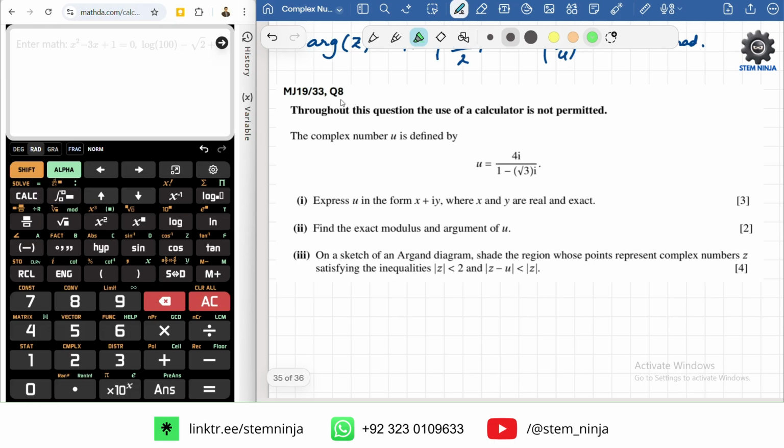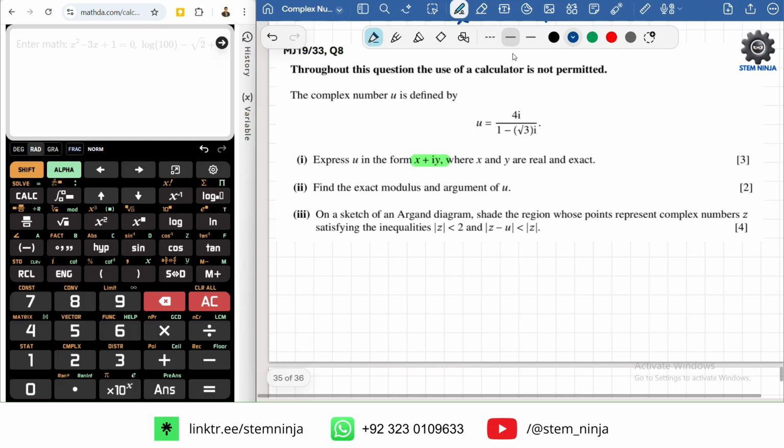Okay, so let's see this question. The complex number u is defined by u is equal to 4i over 1 minus root 3i. Express u in the form x plus iy. So this is an easy thing. We just have to rationalize this first.